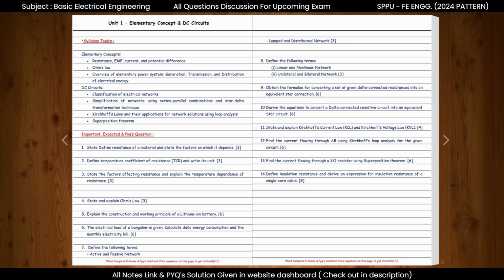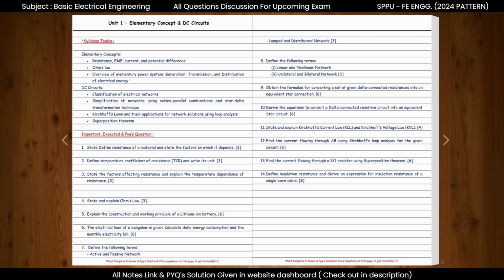Alright, let's move on to our next important topic: factors affecting resistance. From this topic, we can expect questions such as state the factors affecting resistance and explain the temperature dependence of resistance. Resistance mainly depends on length, area, material, and temperature. As the temperature increases, most metals show higher resistance because atoms vibrate more, making it harder for electrons to flow. However, some materials like semiconductors behave differently, and their resistance decreases with increasing temperature.